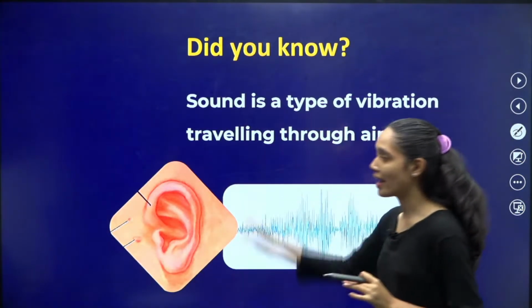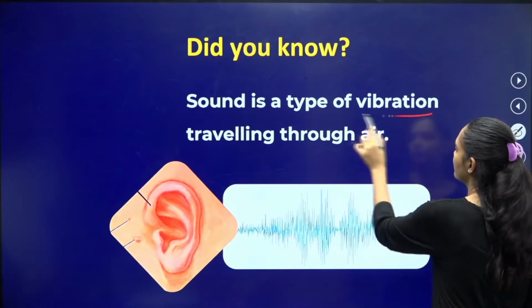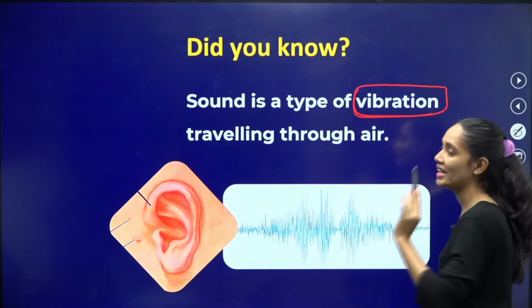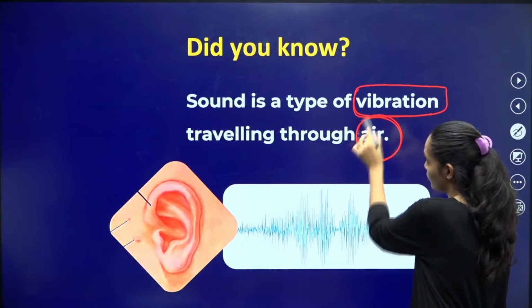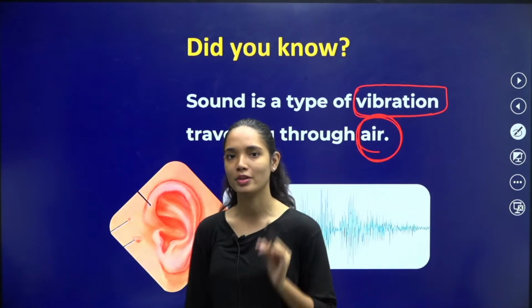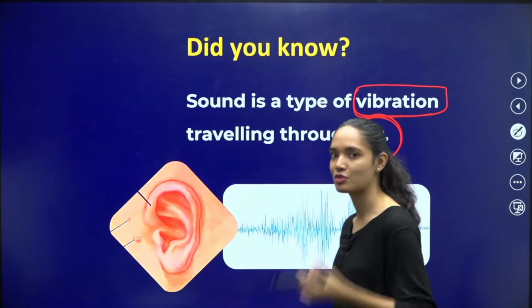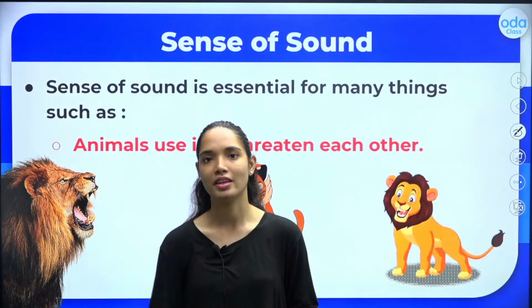So, students, I have an amazing fact again. Sound is a type of vibration. And this sound needs a medium to travel and it always travels through air. So that is why we also say that air is essential for talking to each other, because it's the sound, correct, which we hear, and this sound needs a medium to travel, that is nothing but the air.